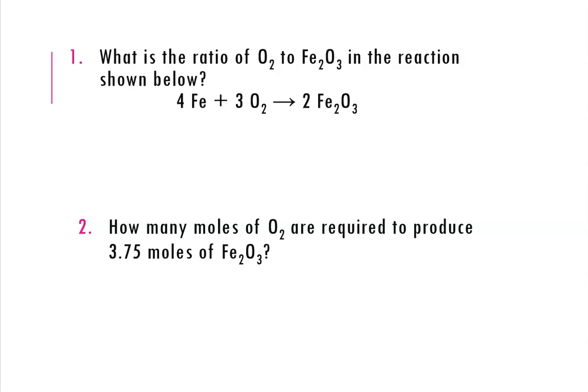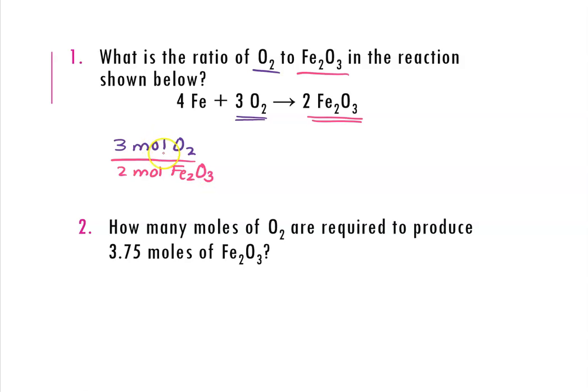So the ratio of moles of one element to moles of another element in the balanced equation, that's the mole ratio. So we just use these coefficients. So here we're looking for the ratio of O2 to Fe2O3. So O2 in my reaction here has a 3 next to it. So that mole ratio would be 3 moles of O2. And then the Fe2O3 has a 2, so that ratio would be Fe2O3.